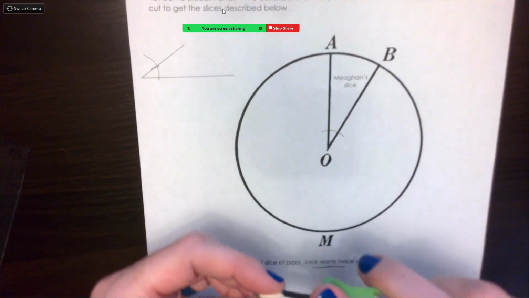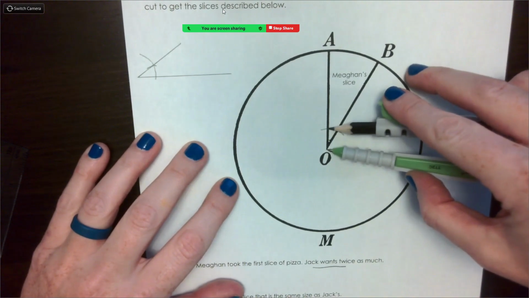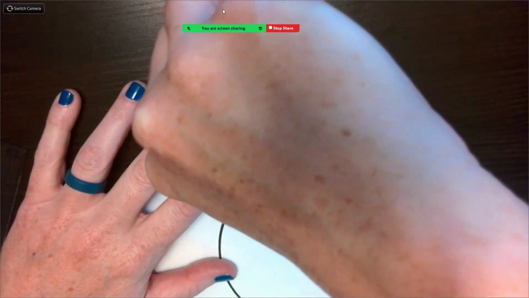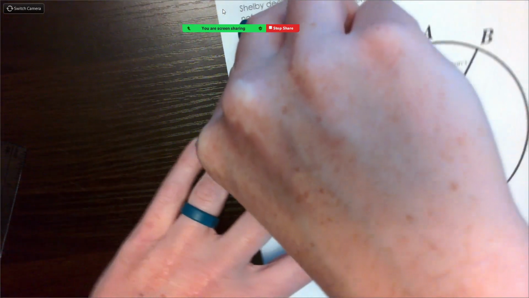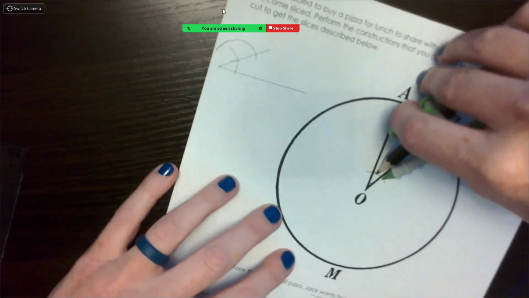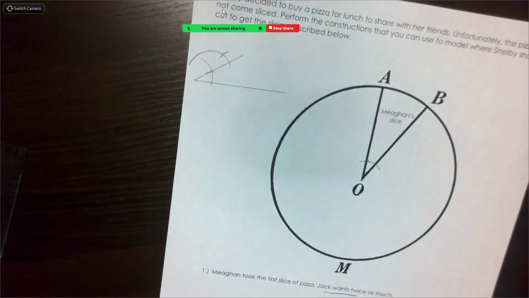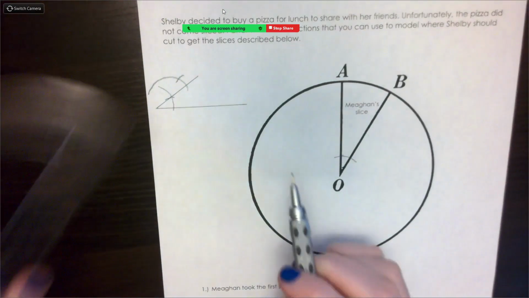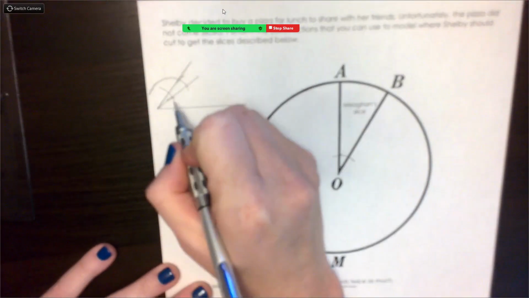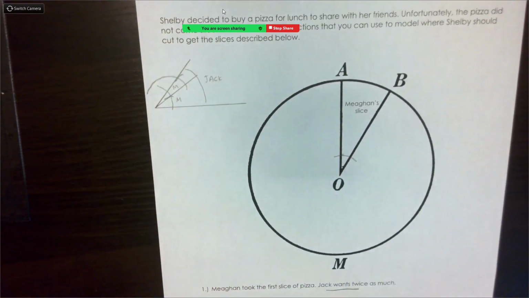So if I draw the exact same thing, so there's my same size arc. It doesn't necessarily have to be the same, but it's easier. And I'm going to use this as the base. Draw this arc until it reaches, right? And now let's find the width again. So what's the width? And we'll draw this. Okay. So this is Megan, and together, this is the size of Jack's slice.